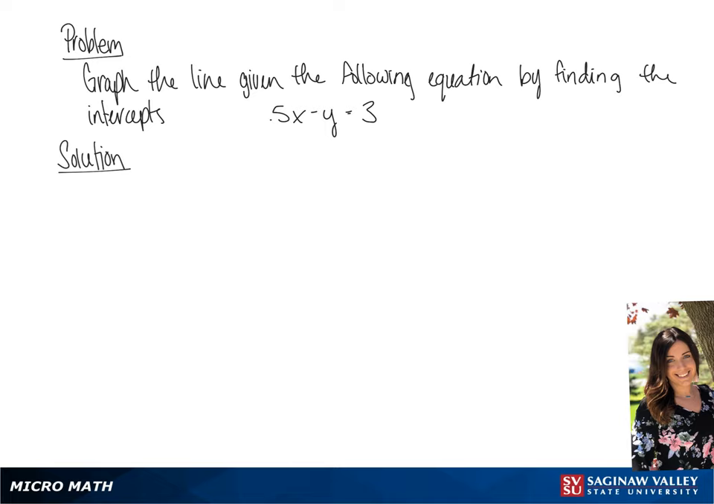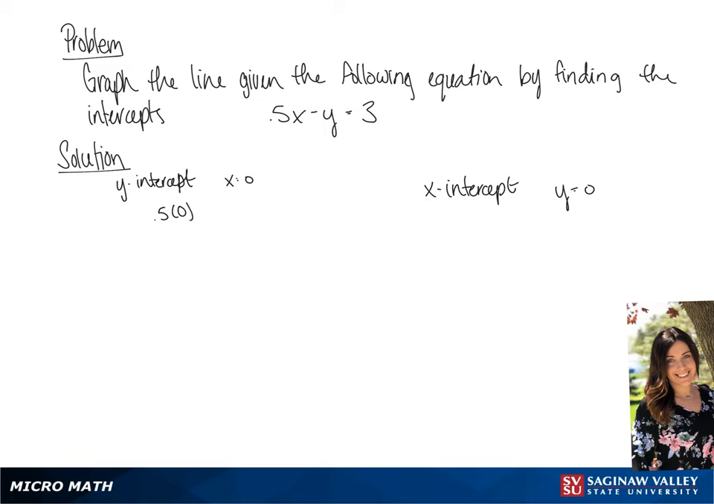So we want to find the intercepts of the equation 0.5x minus y equals 3. So for the y-intercept, we're going to set x to 0, and for the x-intercept, we're going to set y to 0. So first we're going to find the x-intercept.